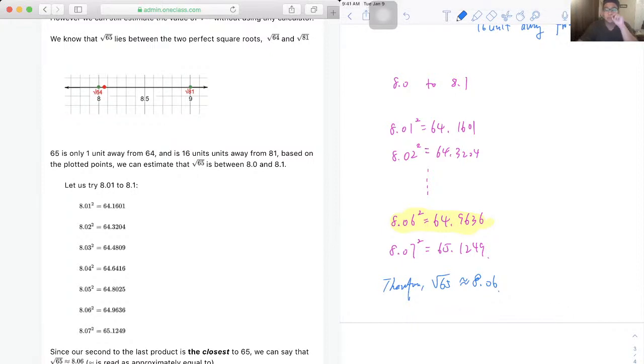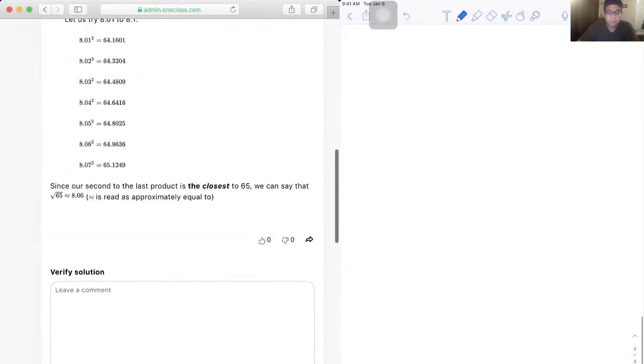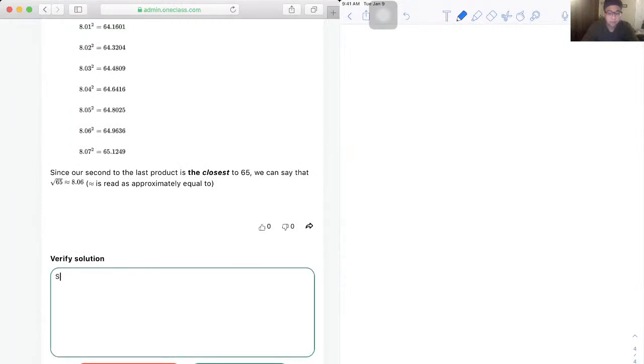So that's all we got for this part. Let's leave a comment: solution is correct. Good job.